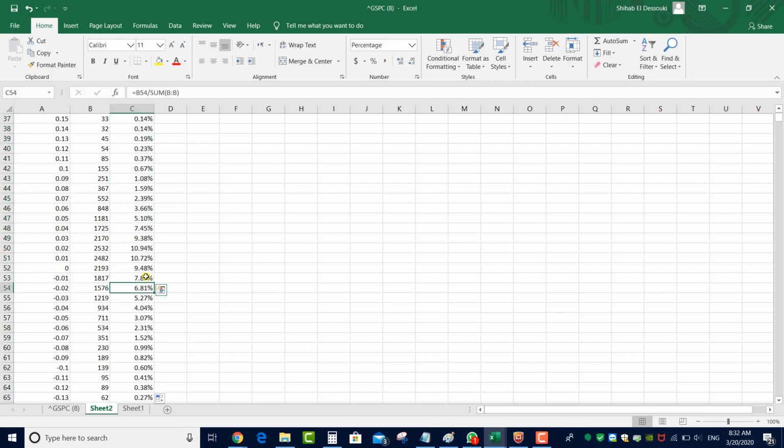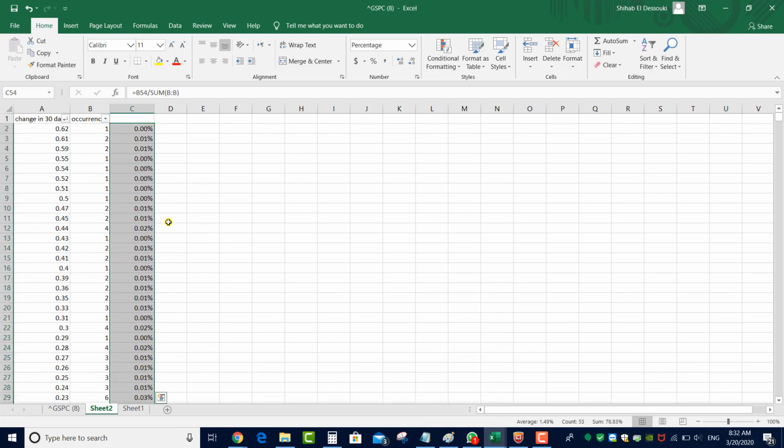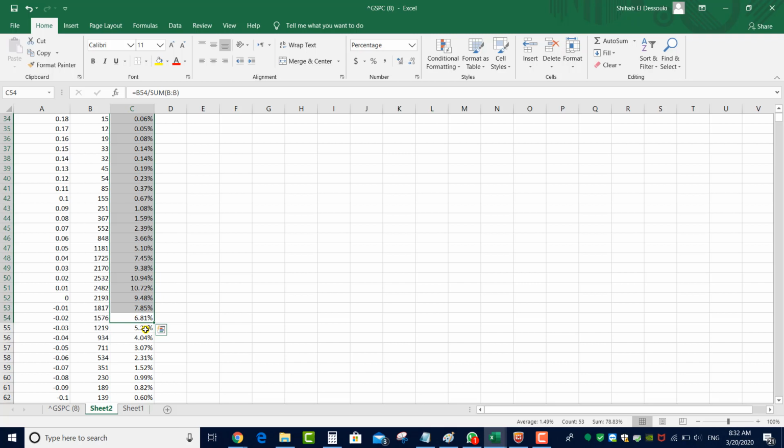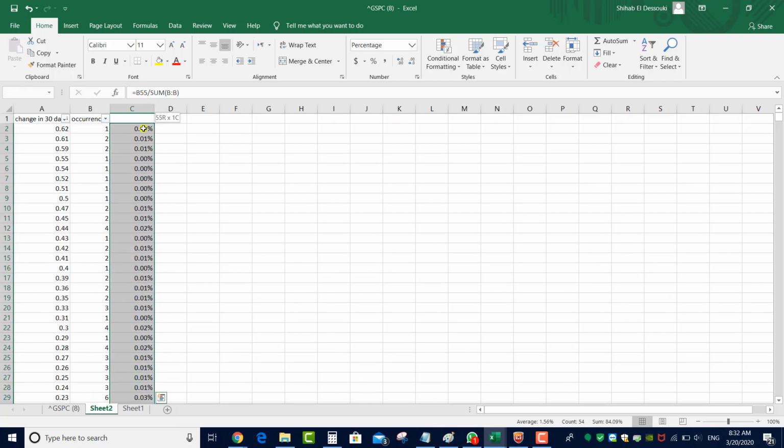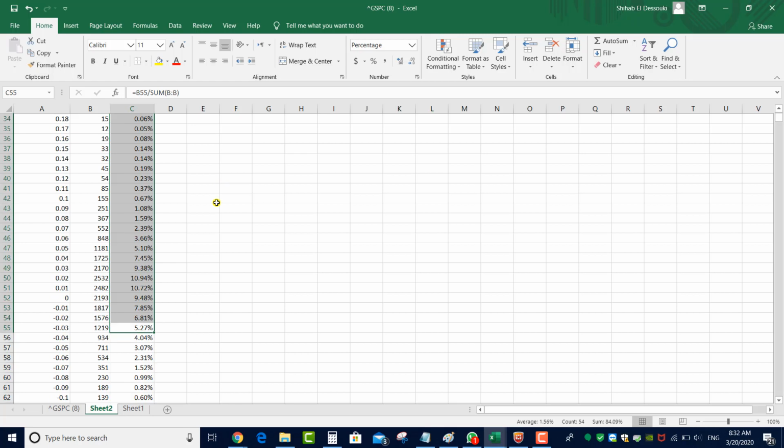What if we go to negative 2%? I get 78% of the time, an even higher probability. What if I go to a 3% drop? It gives me 84%. So what that's saying is that on day one, the S&P 500 has an 84% chance that 30 days later, it is not trading below 3% of that price. It is either trading at 3% lower or higher. It's got an 84% chance of doing that.